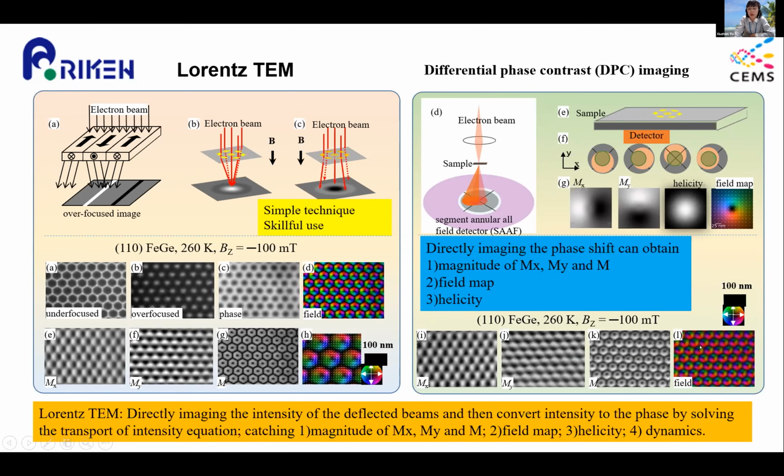And this measurement was actually carried out on the same iron germanide sample. And you can clearly see the DPC-STEM result qualitatively agrees with our Lorentz TEM observation.